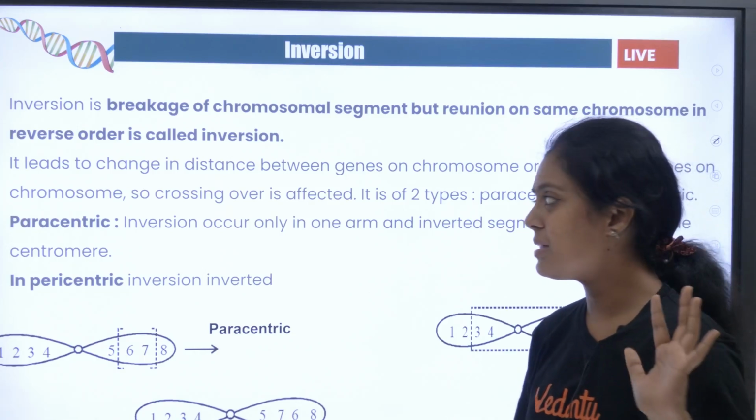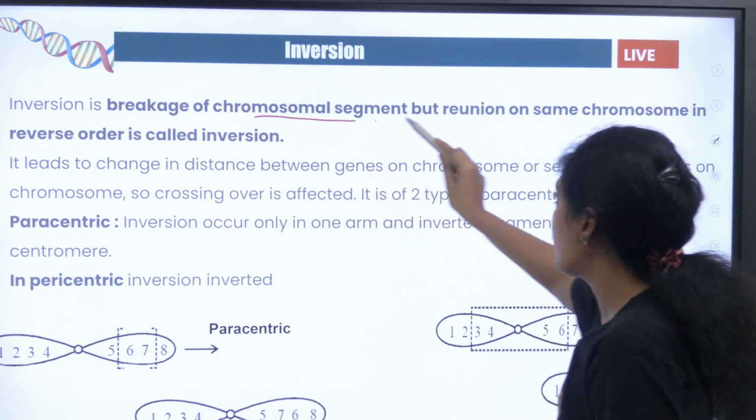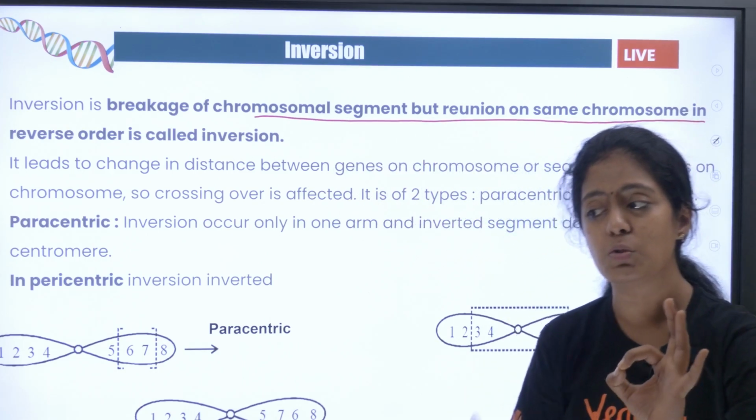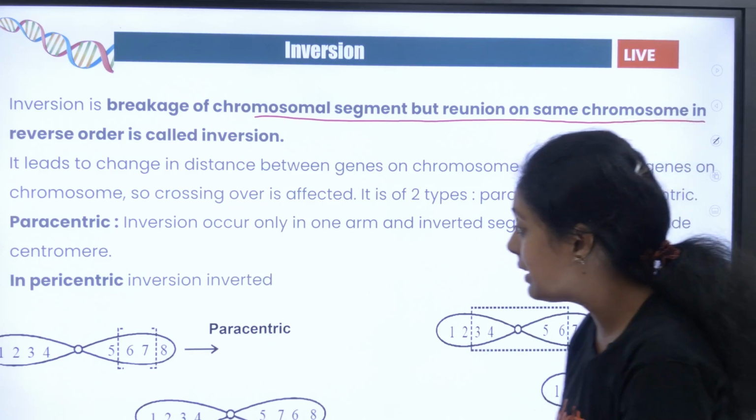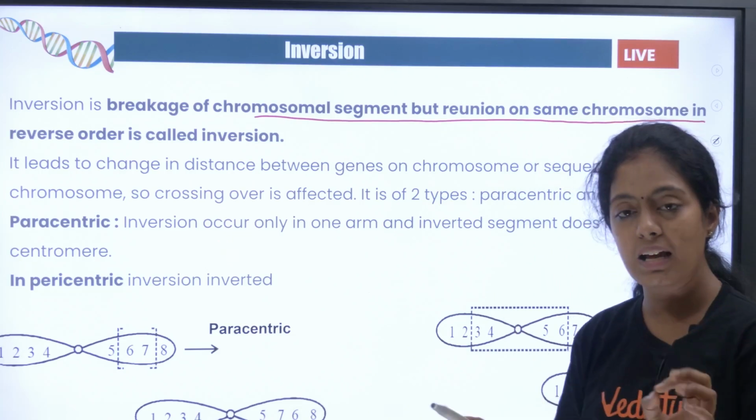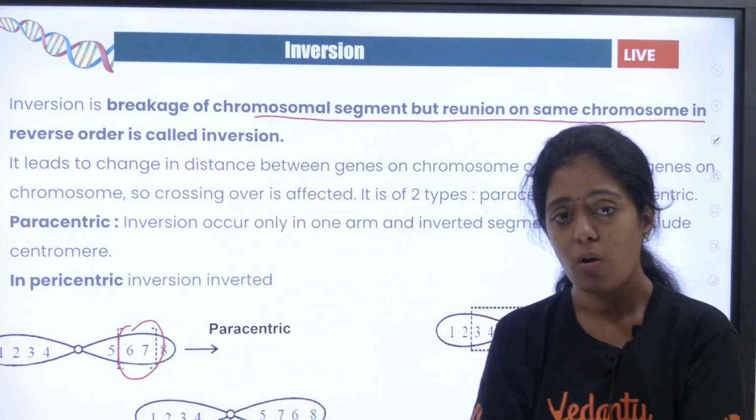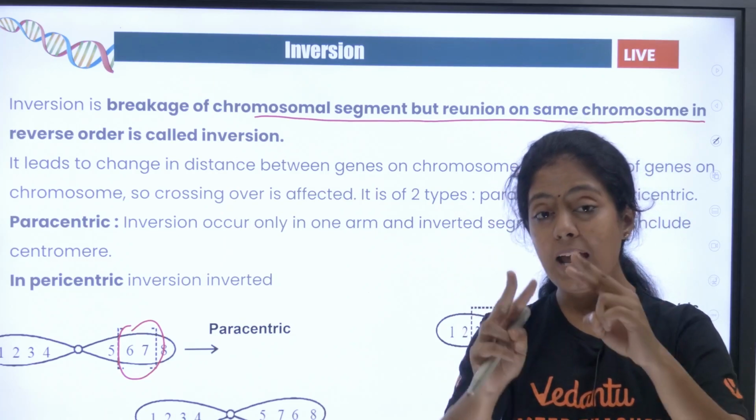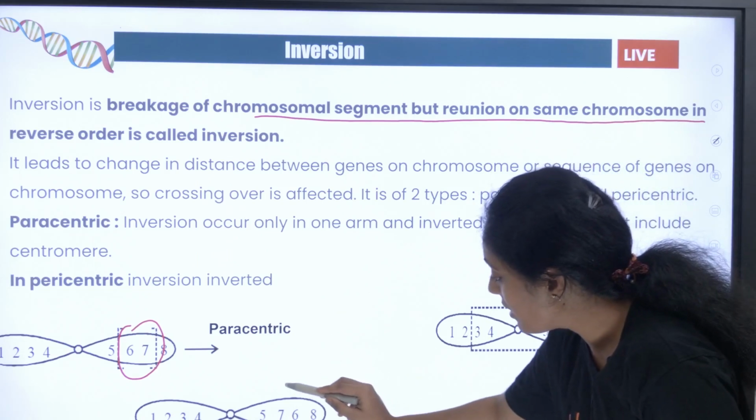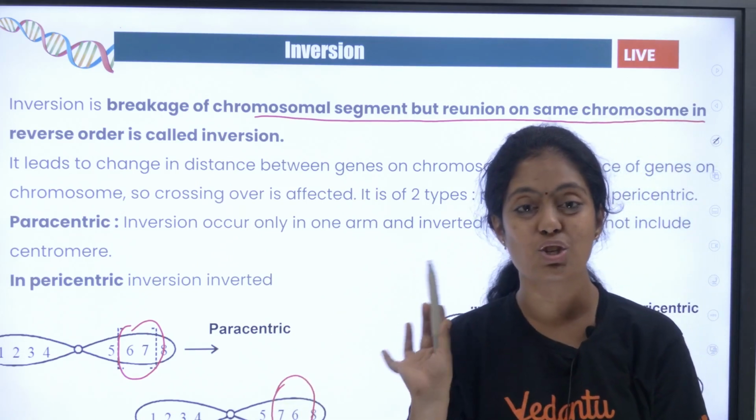What is inversion? Listen to the definition very clearly. It is a breakage of a chromosomal segment but reunion on the same chromosome in the reverse order. There are two types, paracentric and pericentric. What happens here is that this part of my chromosome is broken. First they break it, then turn it around and fix it the other way. So this 6-7 has become 7-6. That is what we call inversion.